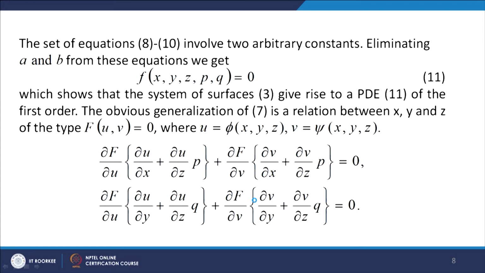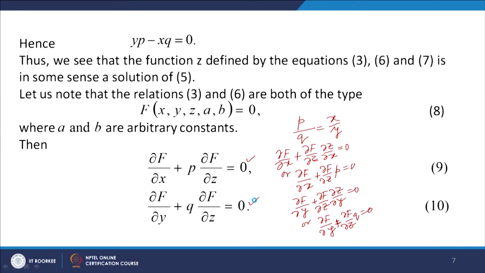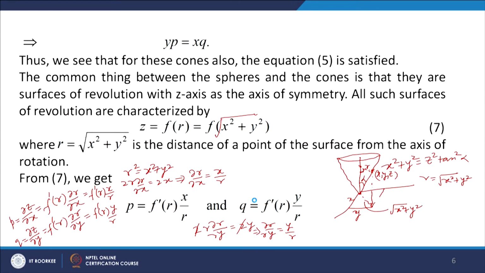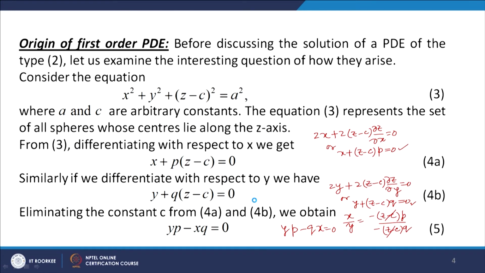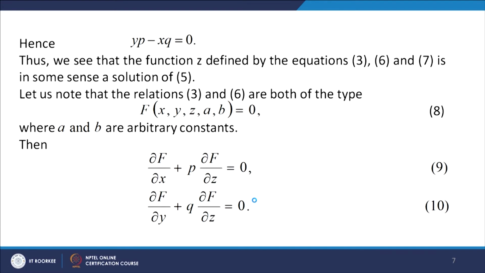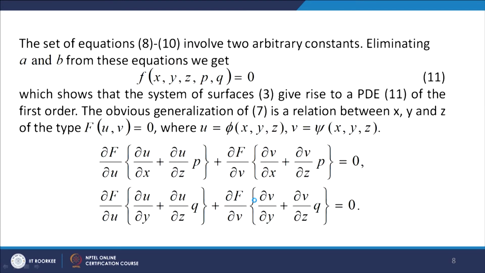Now, the equations 8 to 10 involve two arbitrary constants. So, eliminating a and b from these three equations, we get the equation f(x, y, z, p, q) equal to 0, which shows that the system of surfaces 3 give rise to a PDE 11 of the first order. The system of surfaces 3, or you can say 6, give rise to a PDE of the type f(x, y, z, p, q) equal to 0.